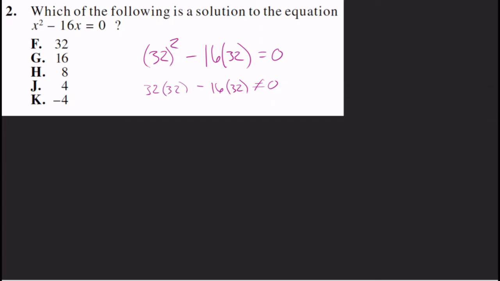That's not a solution. Okay, so what I'm noticing here, because of that 16 times x, whatever I put in for x is going to have to be 16, right? Because only 16 squared, let me switch colors here, only 16 squared will be equivalent to 16 times 16.